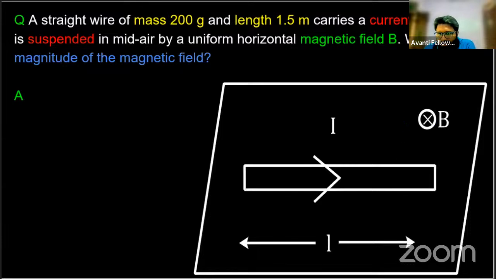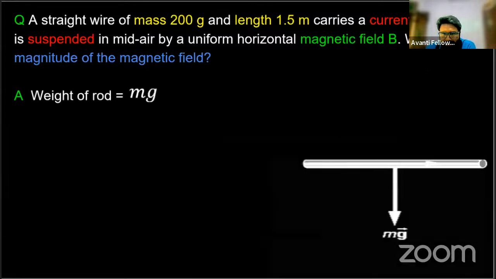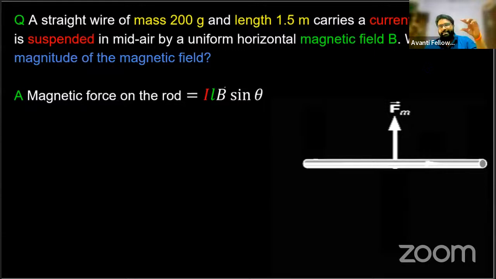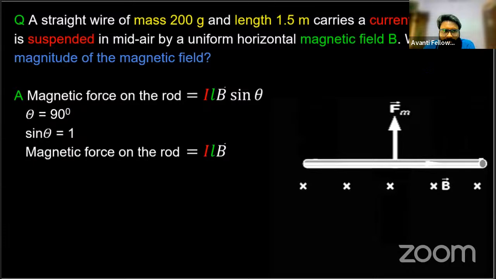So let's say this is the magnetic field. Cross means this magnetic field is going into the plane, and this wire is suspended by this, and the length is L. There is a weight of the rod, mg, acting downward, which means if this wire is suspended in midair by the magnetic field, the magnetic force is acting upward. This is Fm vector, and Fm is given by what? I into L cross B, which we can simply say is ILB sin theta.